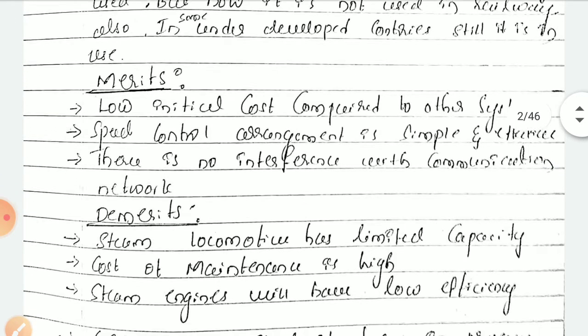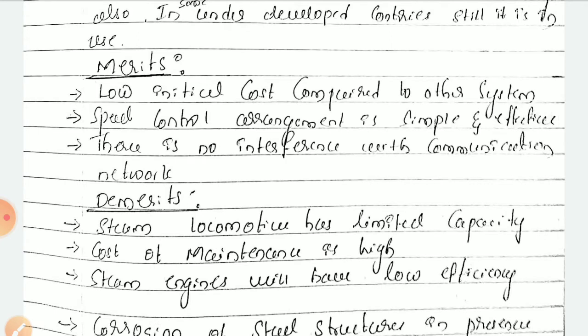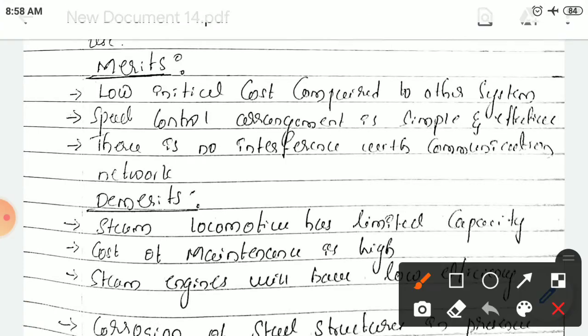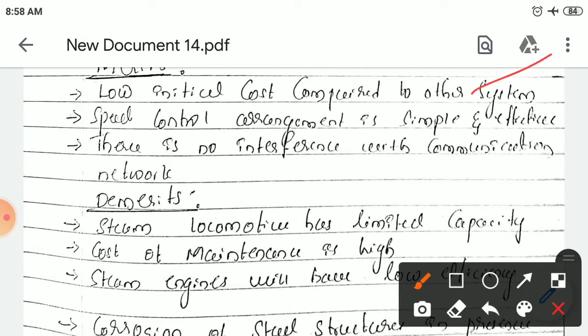There are some merits of this direct steam engine system. What are those? They have a low initial cost compared to other systems. The initial cost of the steam engine is a bit low compared to other types of systems. Speed control is simple and effective. There is no interference with the communication network. If you are using an electric traction system there may be some interference, but in the case of the steam engine system there is no electrical interference with the communication network. So those are the merits.